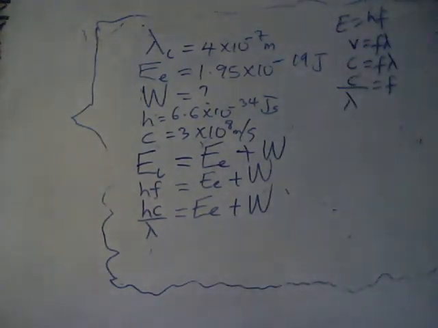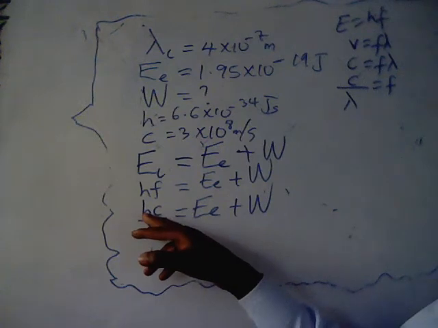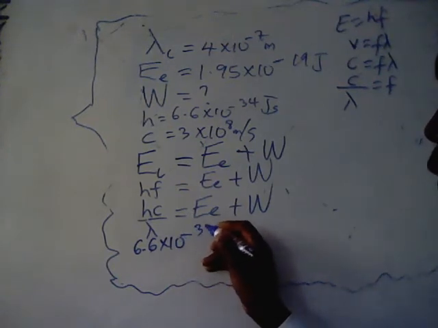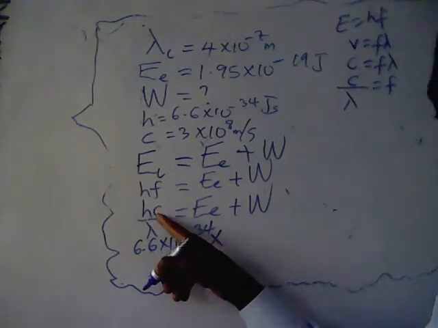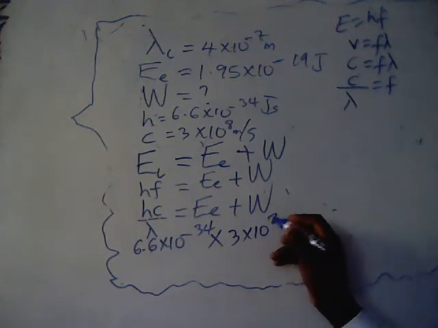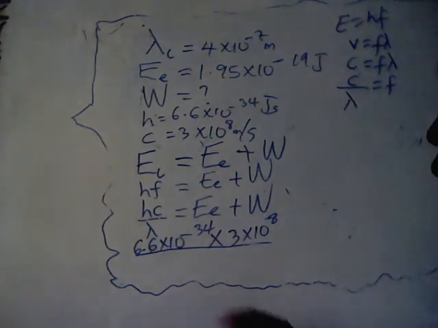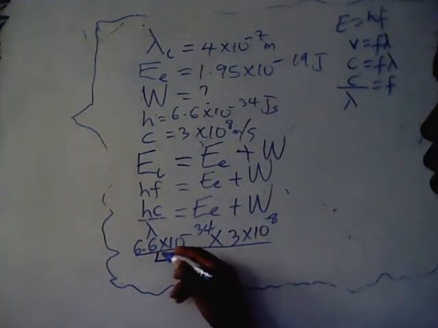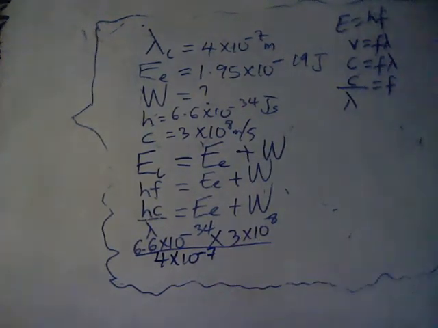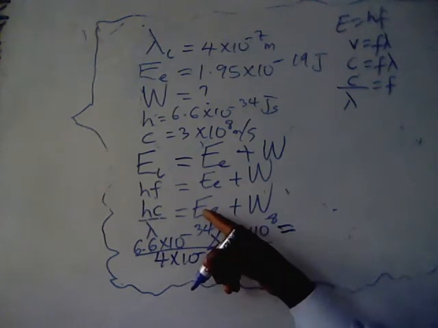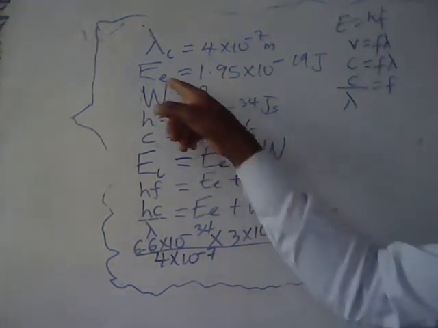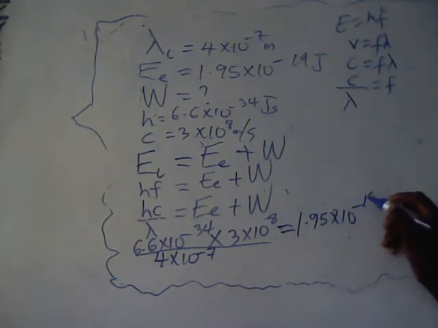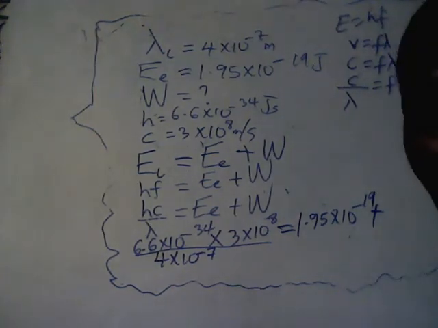So we now go and substitute. The h is the Planck constant, it's given as 6.6 times 10 raised to the power minus 34, multiplied by the c, speed of light, which is given as 3 times 10 raised to the power 8, all over the wavelength. The wavelength of the light is given as 4 times 10 raised to the power minus 7. Okay, so all equals to the energy of the electron. Energy of electron is given, that's EE, that's 1.95 times 10 raised to the power minus 19, plus, we're looking for the work function, plus W.